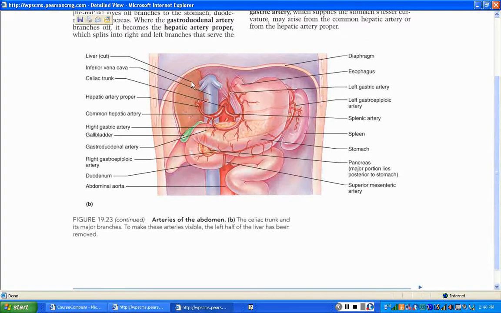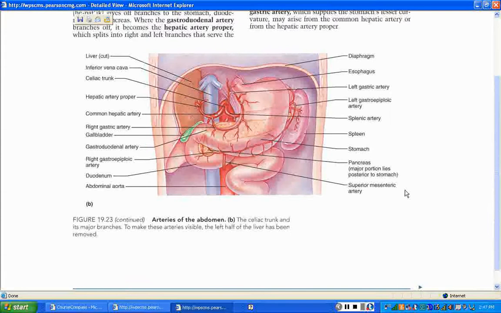Okay? So we are going to start by just going through these and checking them off, and then we'll go back in there. I think this one's easier to do that with. Liver, inferior vena cava, celiac trunk, hepatic artery proper, common hepatic artery, right gastric, gallbladder. Okay, we're going to leave off the next one. The gastroduodenal you don't need to do. Gastroepiploic you don't need to do. But you do need duodenum and abdominal aorta.